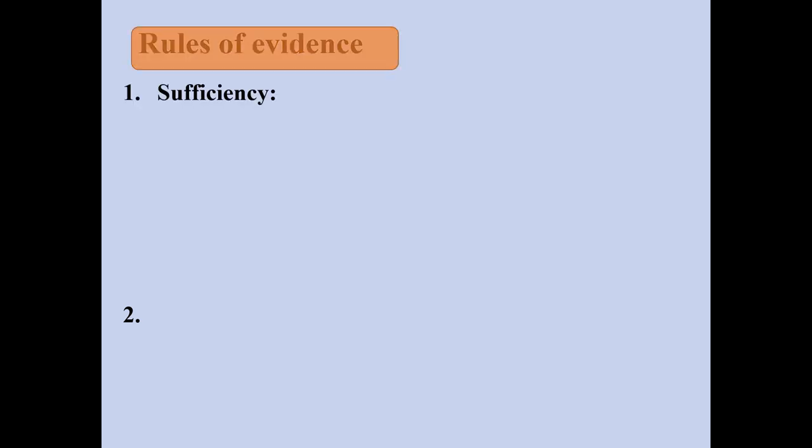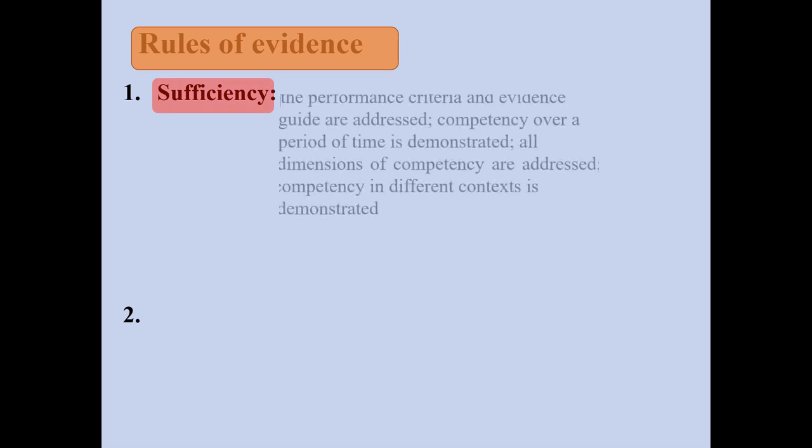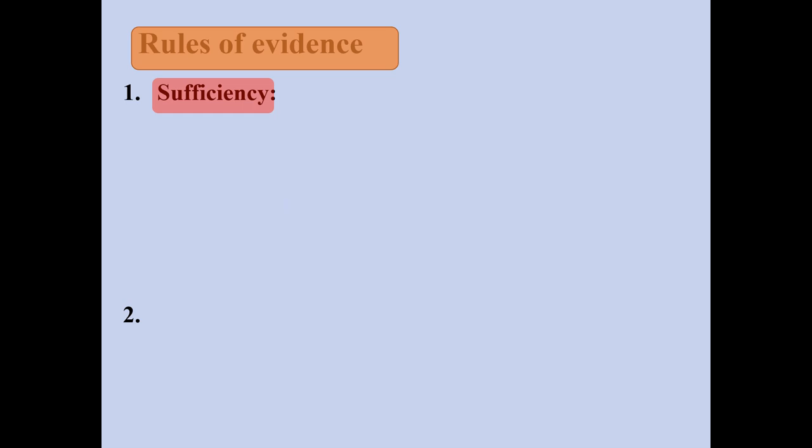So, rules of evidence when collecting evidence in competency-based education. Rule number 1, sufficiency. So when you are setting a paper, you should consider all aspects of the performance criteria. You should not just assess one topic. You should make sure you assess at least all the topics.